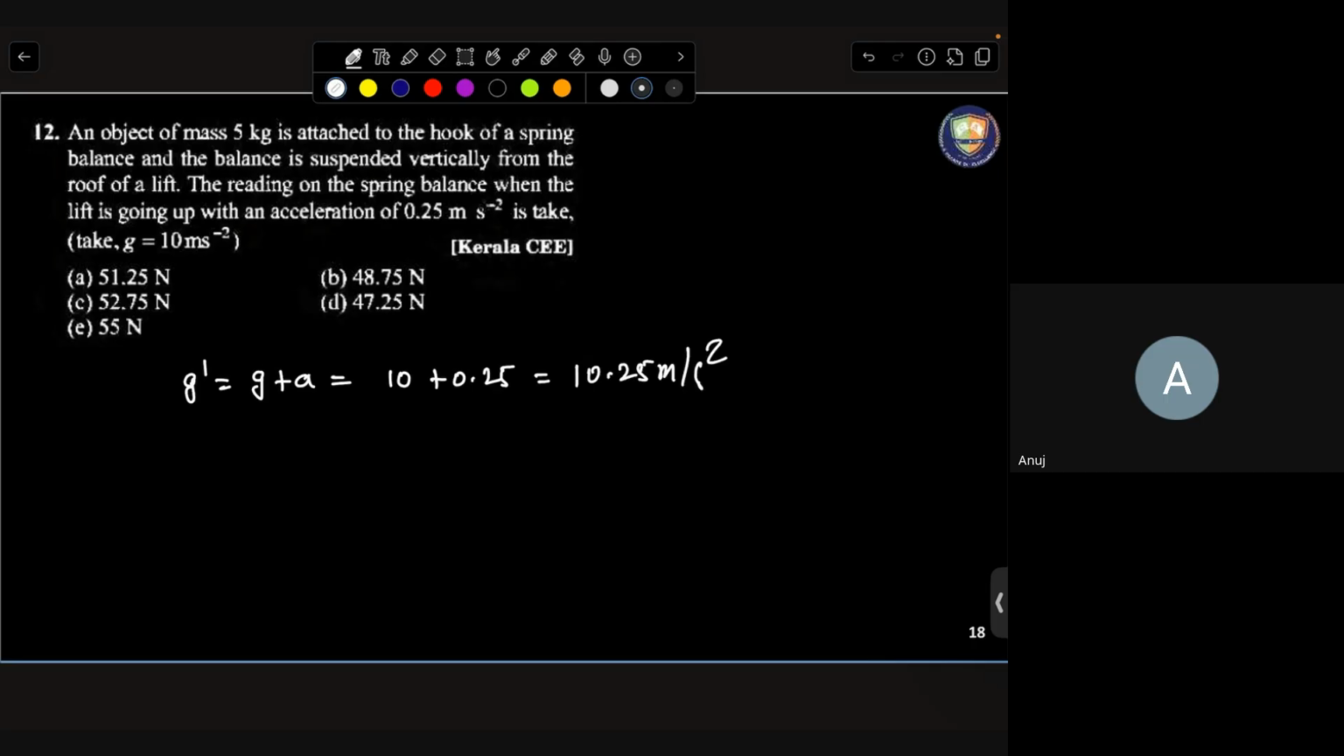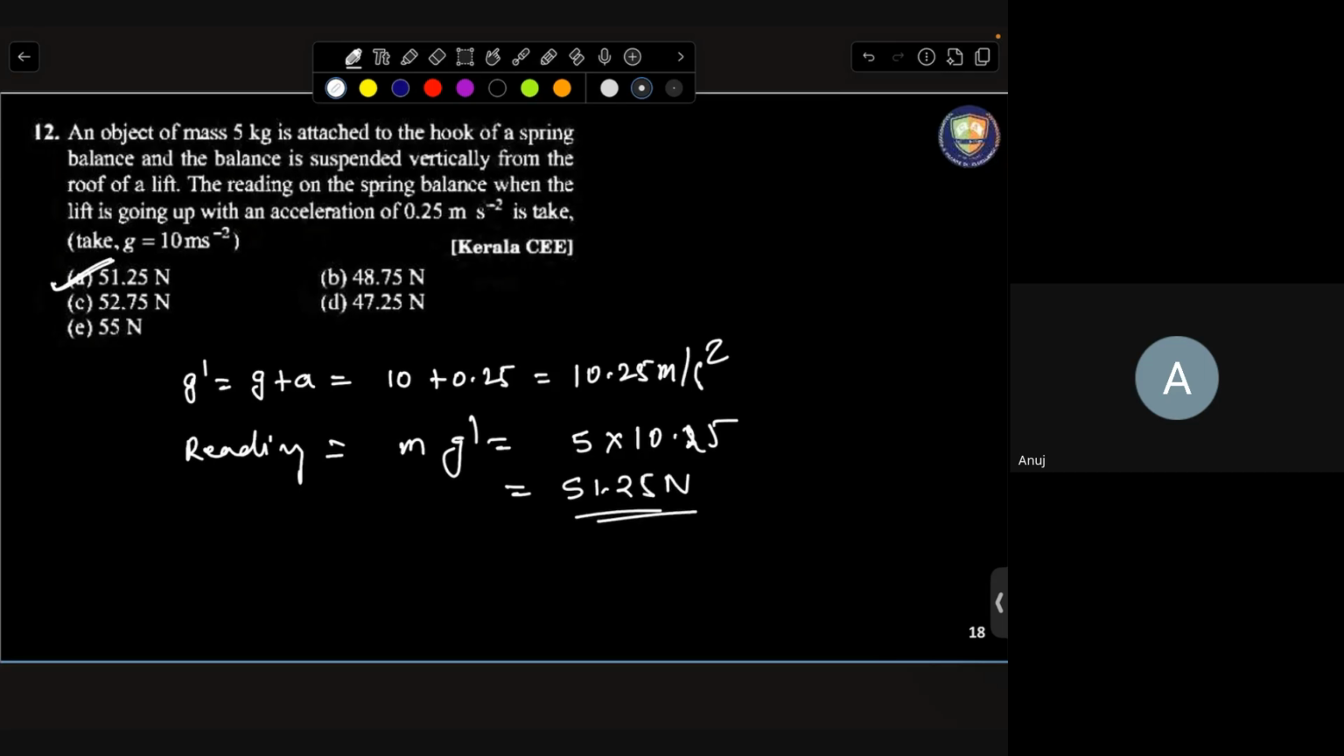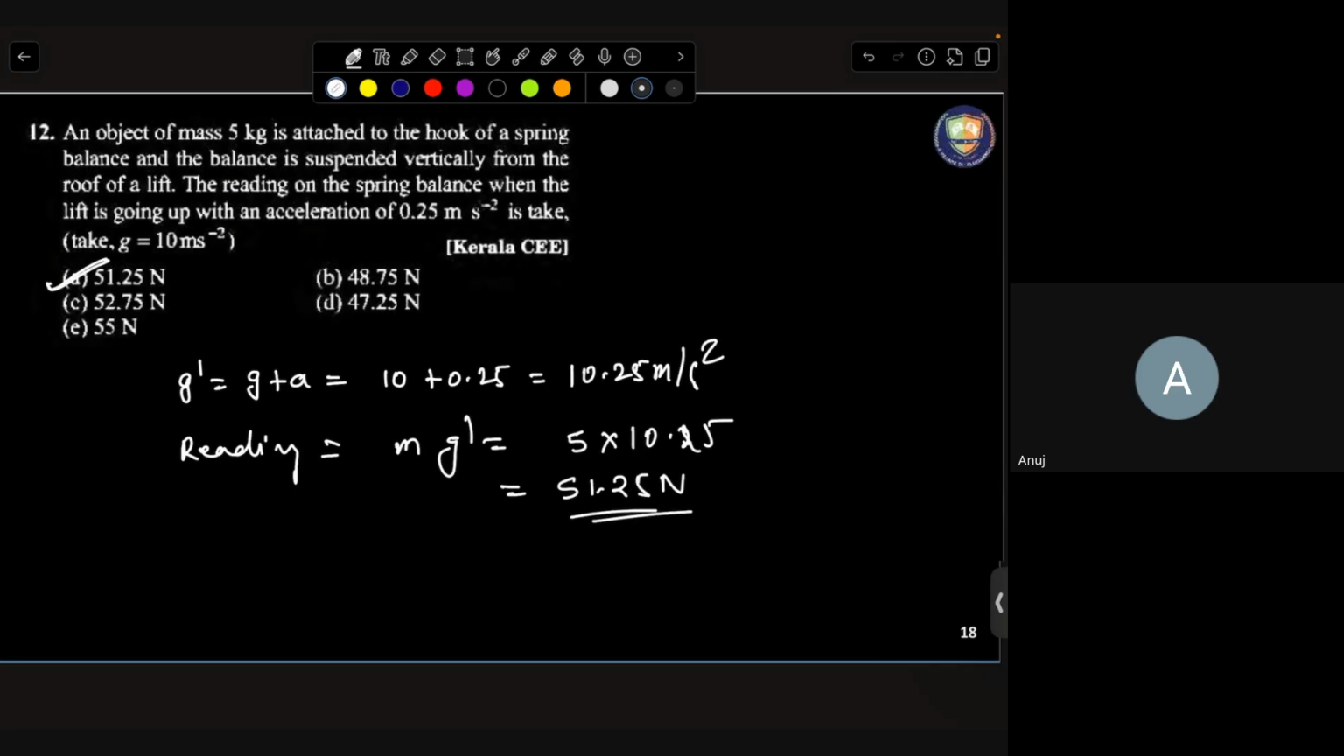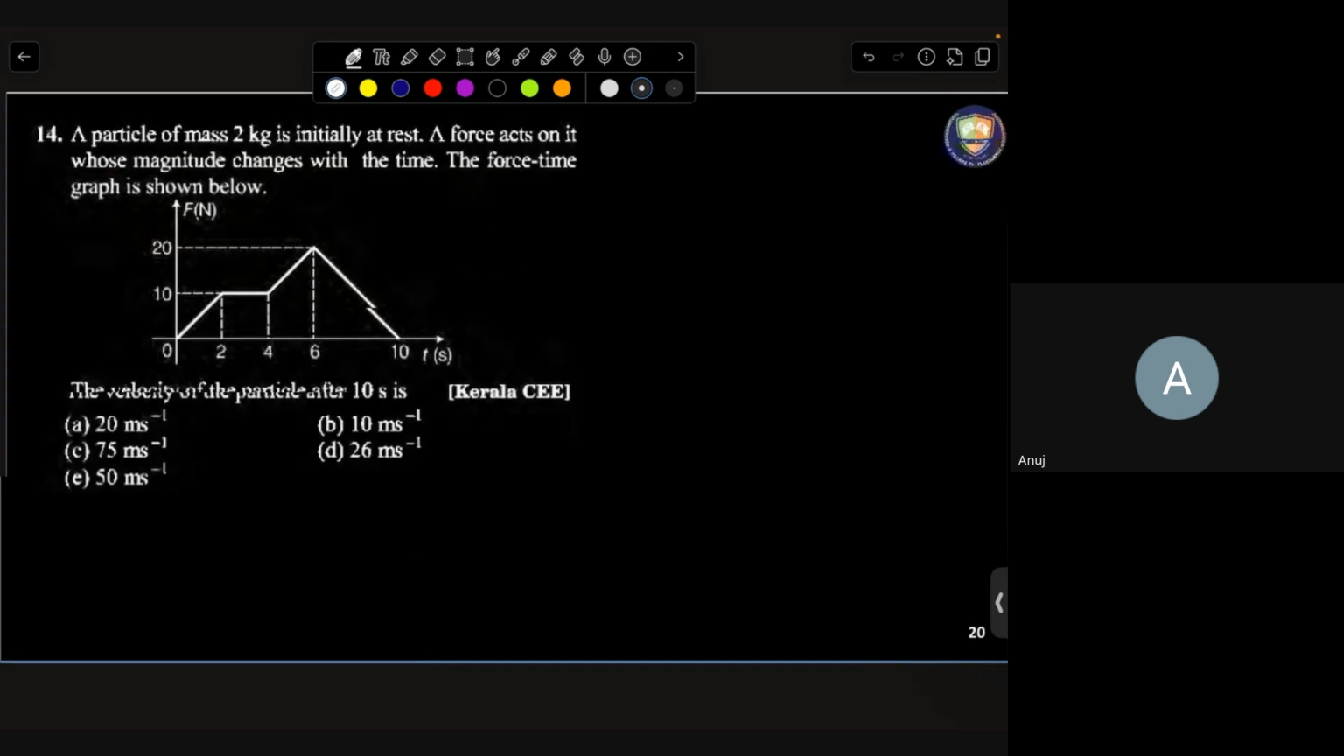Now we know the reading is nothing but mass into acceleration, that is the weight. So the reading which you will get is m into G dash, which is 5 into 10.25, which is 51.25 Newton. So this will be the correct answer. Let's see the next question. Yeah, this one.